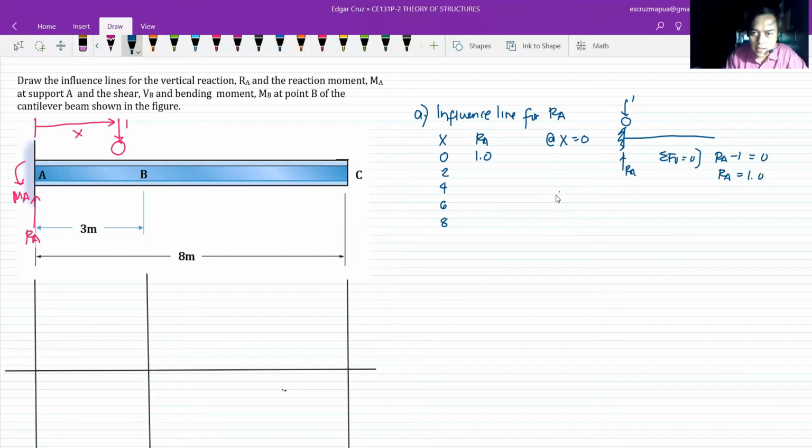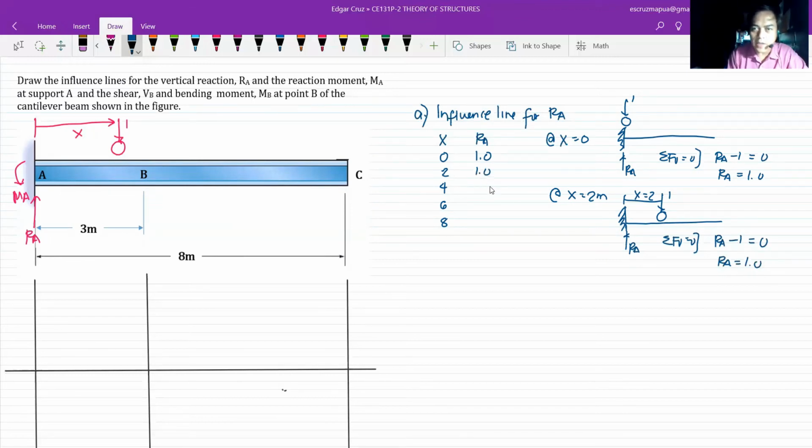Okay? So, let's say at X equals 2 meters. This is a cantilever beam. This is the unit load, 1, and this is at 2 meters now, X equals 2. What would be RA? Applying static, summation of forces vertical equal to 0, that would be RA, upward, minus 1 unit load equals 0. Therefore, RA would be equal to 1.0. Actually, it's the same anywhere. If X equals 4, the same, RA is 1.0. If X equals 6, RA is 1.0. If X equals 8, at the end, at the overhang, RA would also be equal to 1.0. Right?